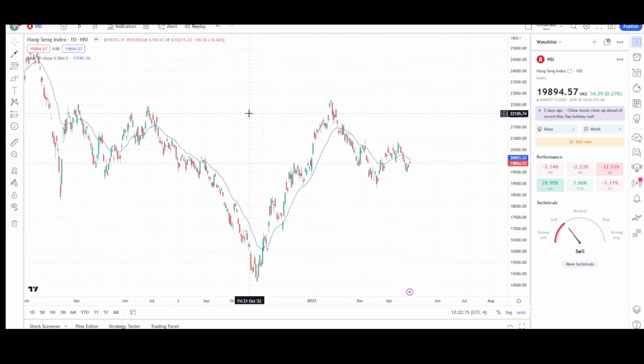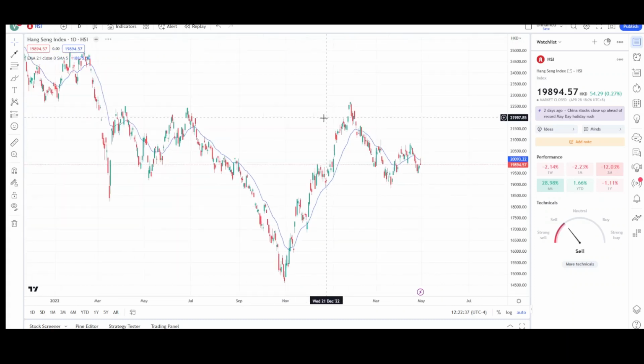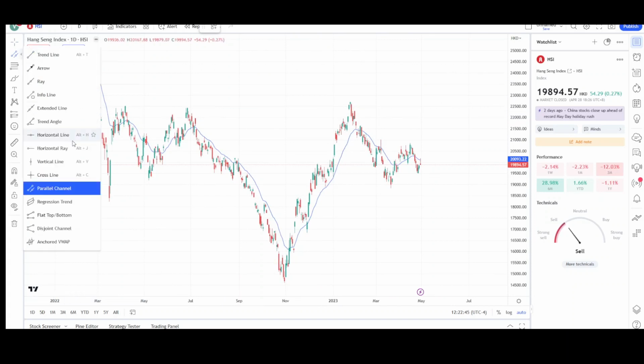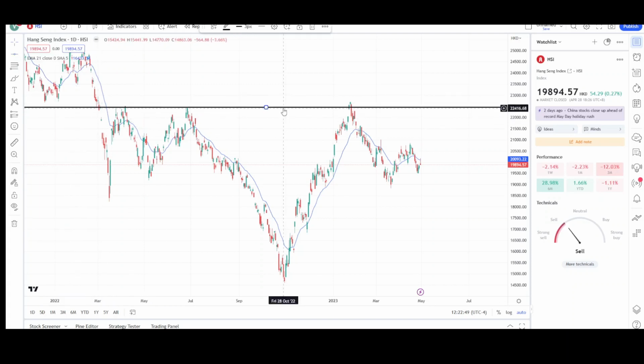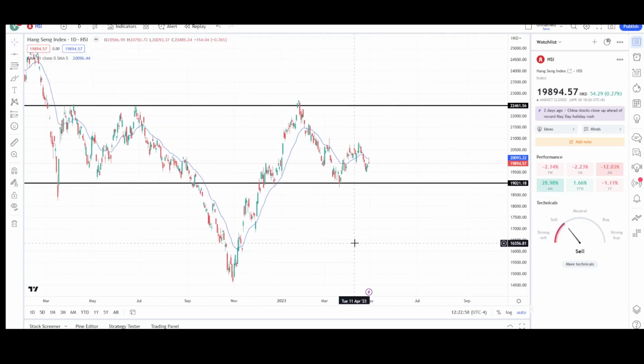But let's take a look at the HSI and let's go over the chart. So basically, there is definitely some resistance at this 22.4 level. Again, these are in thousands, so 22,400. So 22.4 or 224 is acting as resistance. It looks like the 18.19 is acting as support.